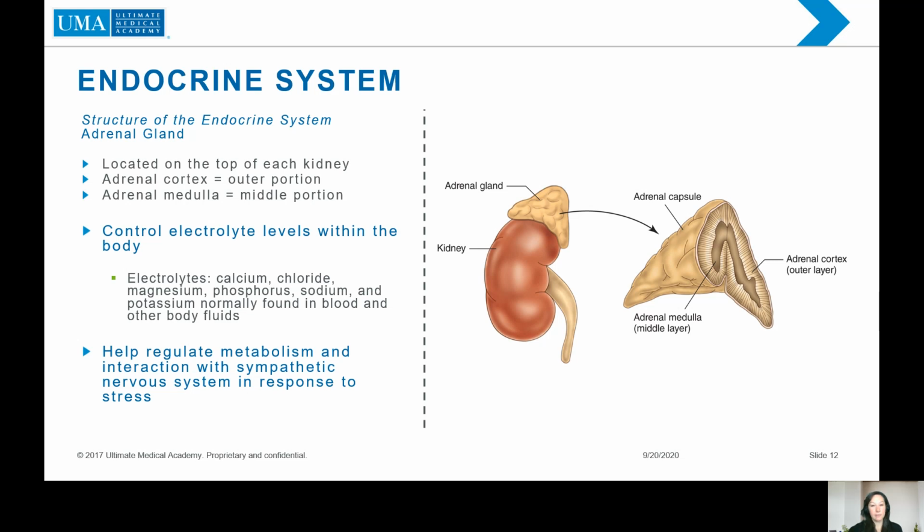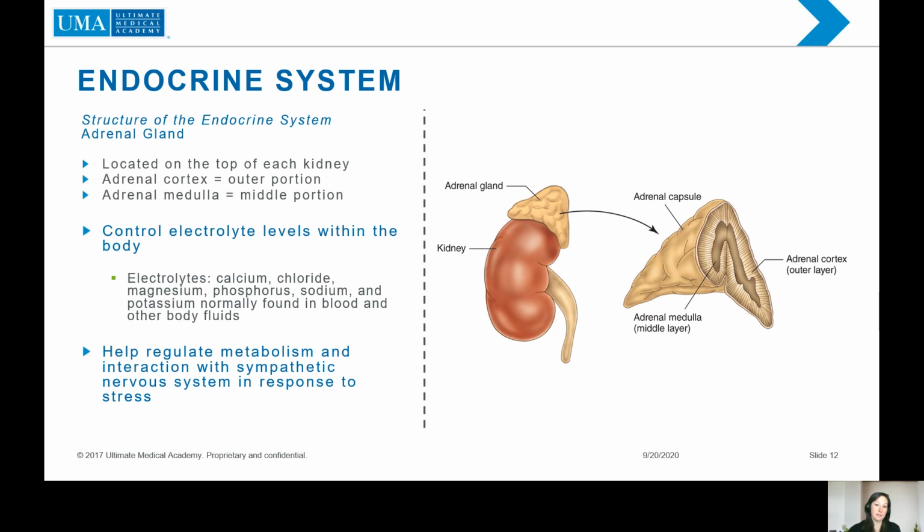So let's take a minute to really think about what that means. Your adrenal gland is going to control the electrolyte levels within your body. And by controlling those electrolyte levels, it's helping you regulate your metabolism and your interaction with the sympathetic nervous system. So remember, the sympathetic nervous system is when we are responding to something that's stressing us out. And your adrenal gland is going to help you regulate this. So all of our body systems really work together.